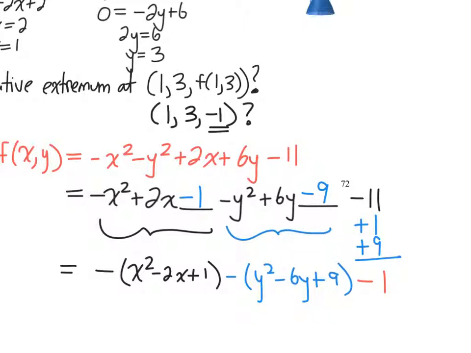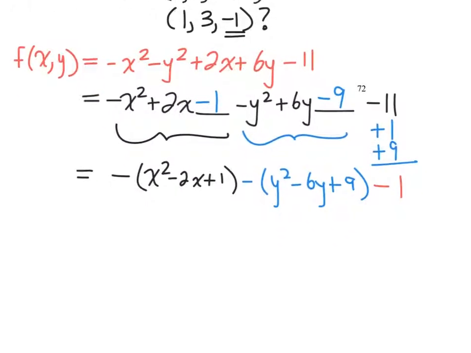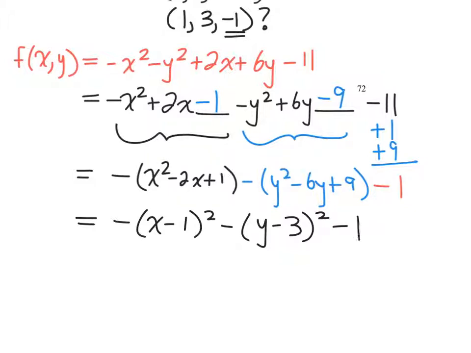All right, so what's the benefit of all this? Just stay with me. Negative x minus 1 squared minus y minus 3 squared minus 1. This is actually the justification for why -1 is the largest z value. F of x comma y is the same as z equals.